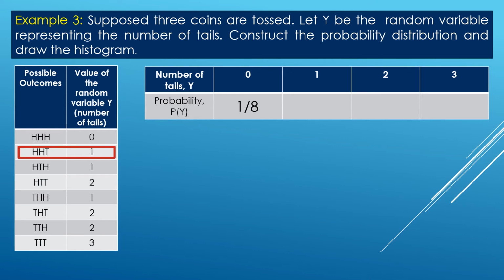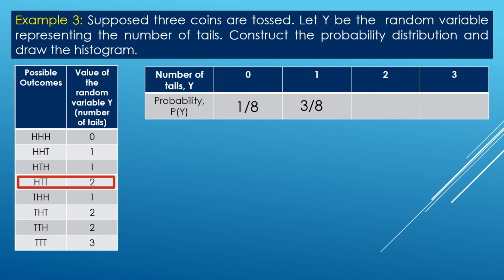Next, we will check on 1 tail. The probability of random variable 1. We will count. So we have 1, 2, and 3. So we will write here 3 out of 8. Next, the random variable 2 tails. So we have 1, 2, and 3. So we write this as 3 over 8.